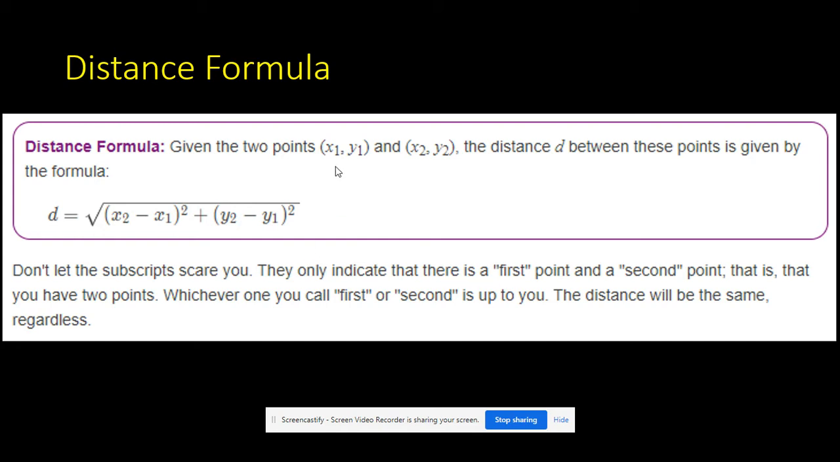You have 2 points, x1, y1, and x2, y2. The distance d is the square root of the difference of the x's squared plus the difference of the y's squared.